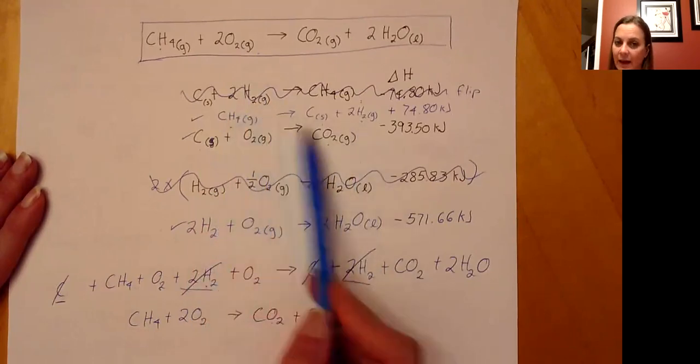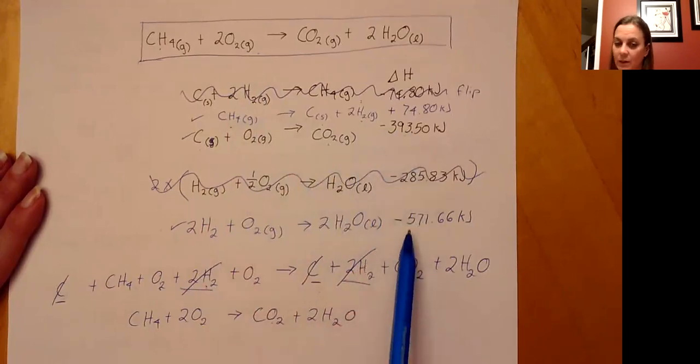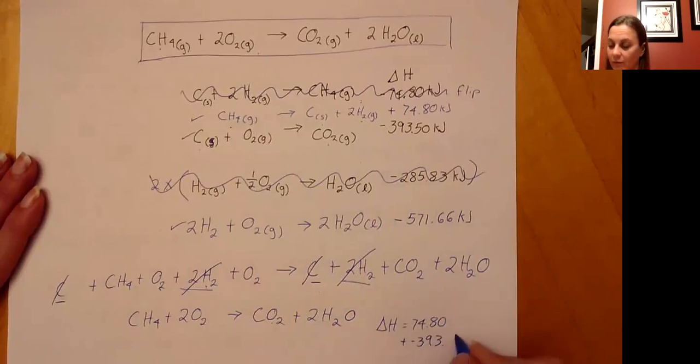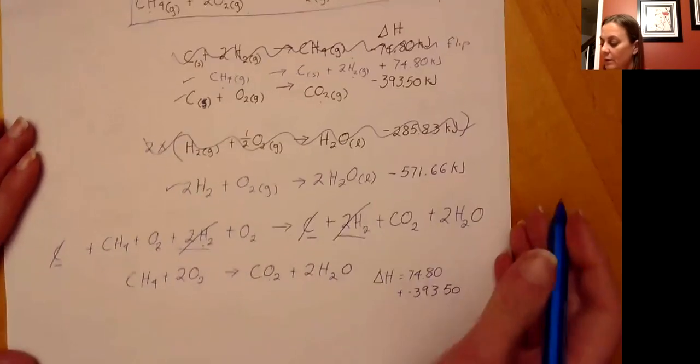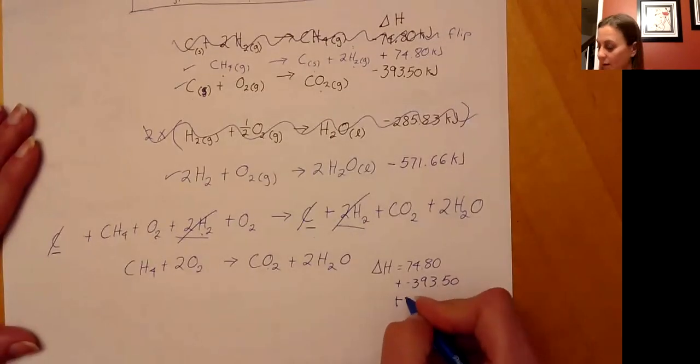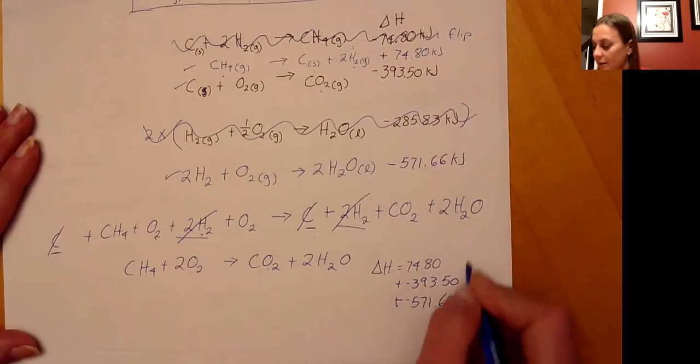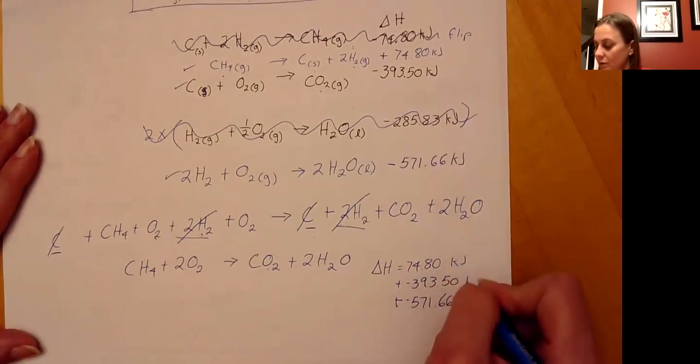That means that I can add up the enthalpies of these 3 equations, and that will be the enthalpy of this reaction. So delta H equals 74.80 plus negative 393.50 plus negative 571.66. And these are all in kilojoules.